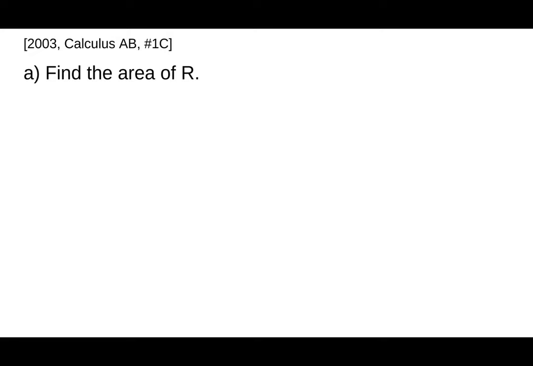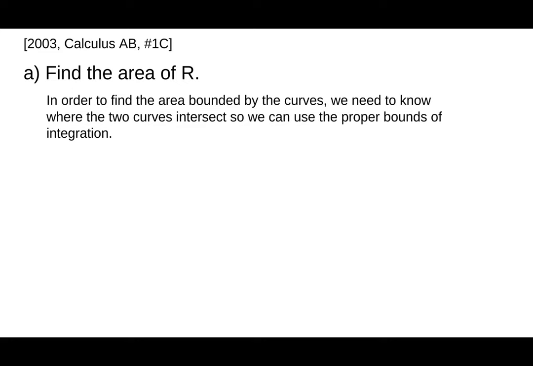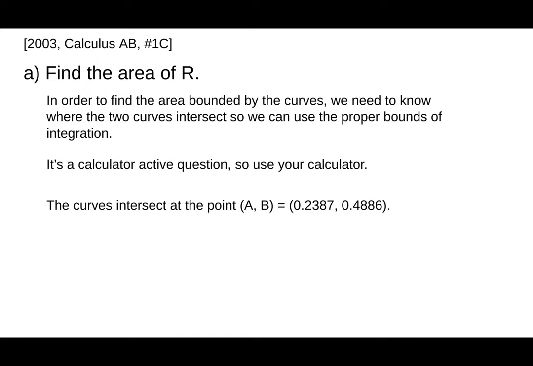In part A of the question, we are asked to find the area of the region R. Well, in order to find the area of the region R, we have to know what the bounds of integration are. The upper bound would just be x equals 1. The lower bound is wherever these two functions intersect. Well, this is a calculator active question, so I can use my calculator to determine where these 2 points intersect. Right, so the 2 points, by using my calculator, intersect at the point A comma B, which has coordinates 0.2387 and 0.4886.